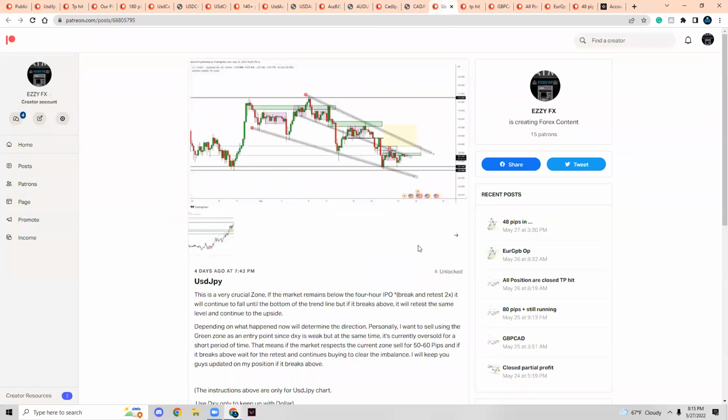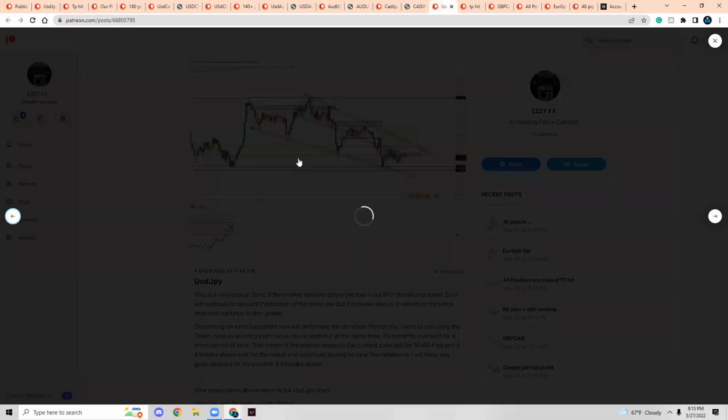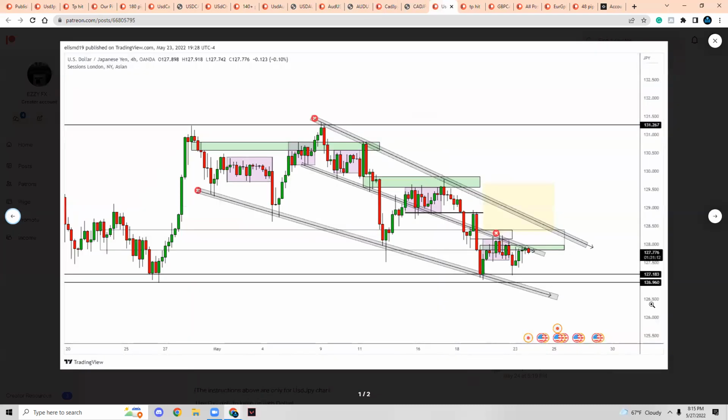Okay, next up we have USD JPY. Same method. We have a break and retest using the wick and body of the last candle down before the up move. It broke above, and we can see the proof of concept here.